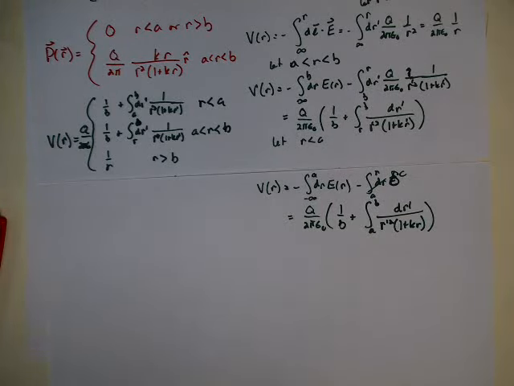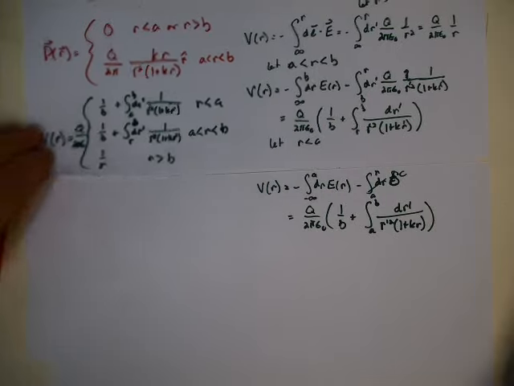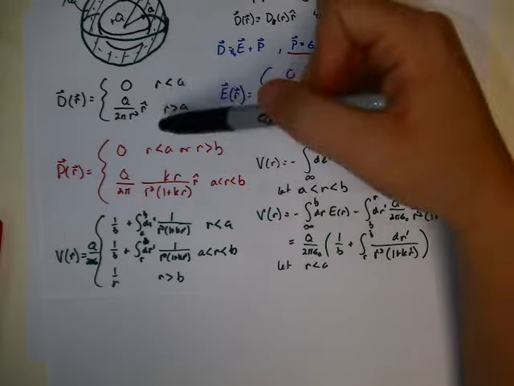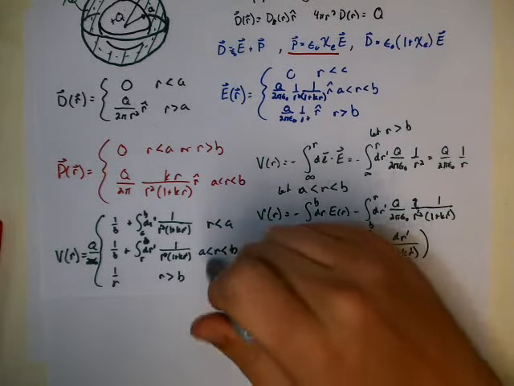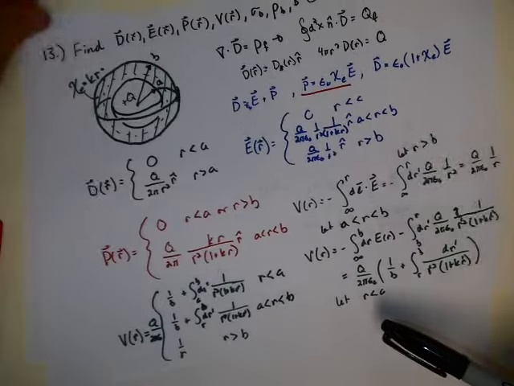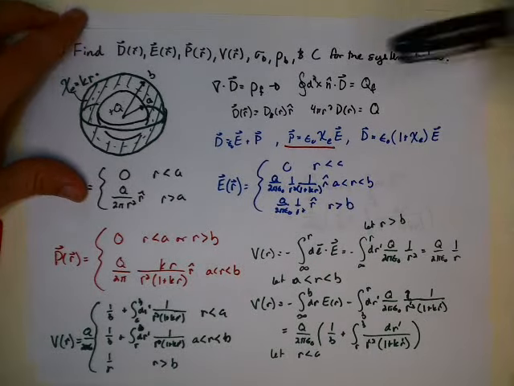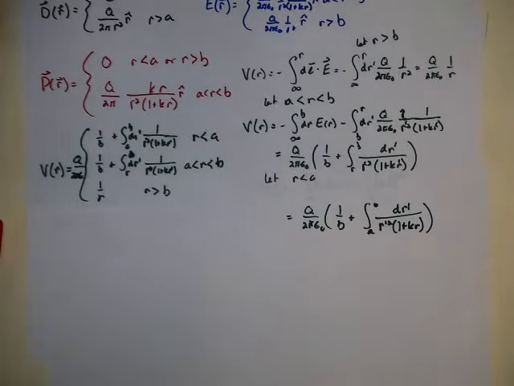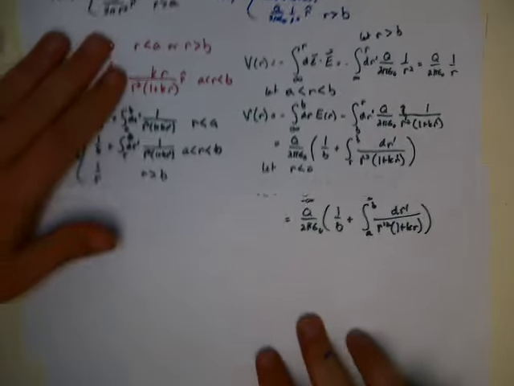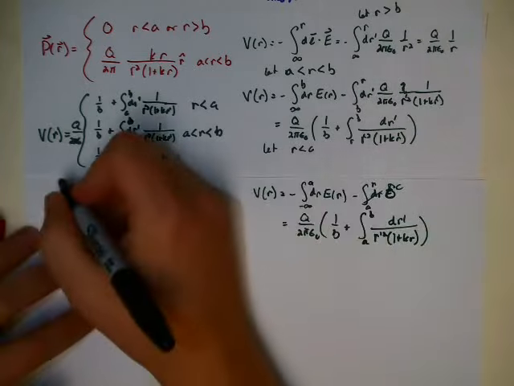So there we go. So that's how we can do the potential. It's actually fairly simple. Now, we have now evaluated all of the fields that have been asked for. We asked to find the displacement field, the electric field, the polarization field, and the potential. And so the next two things are the surface charge density and the volume charge density. And those aren't too bad, so we can just come here and write them down.